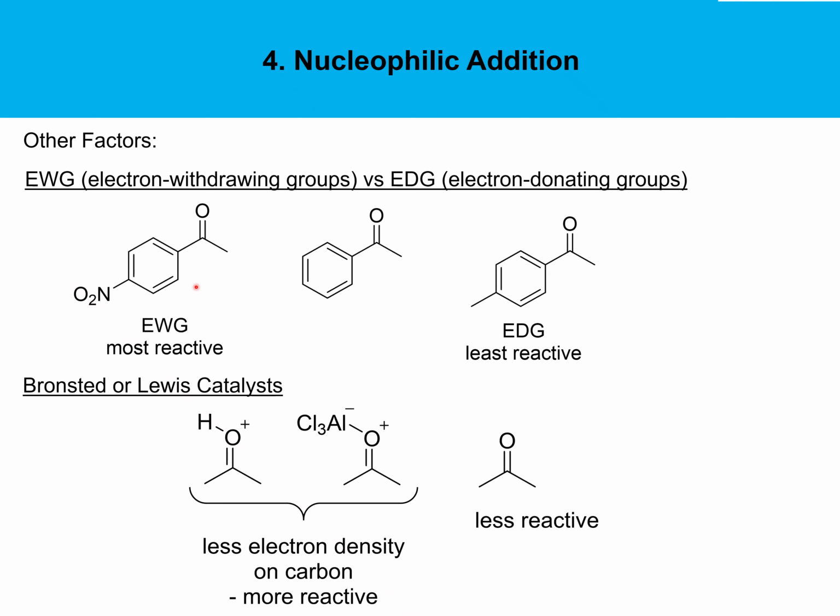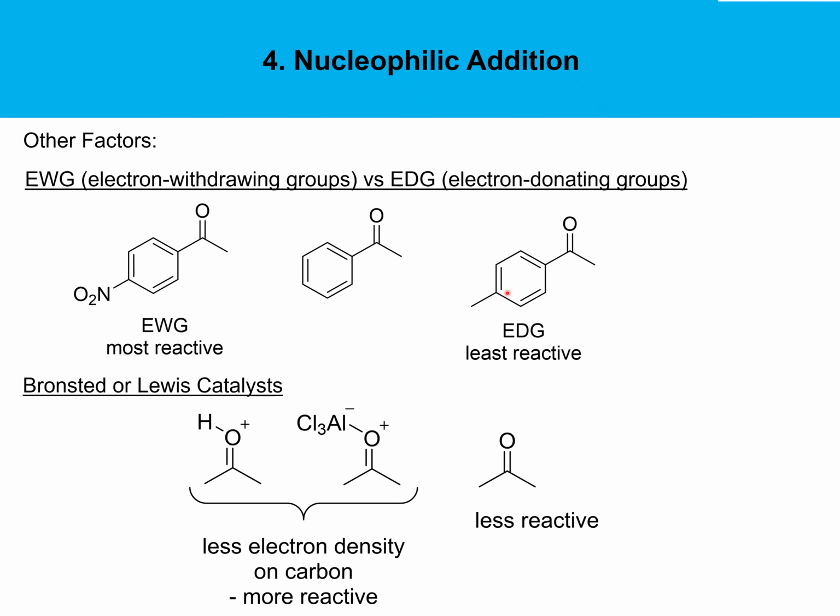Here's an example of three different ketones. The first one has a nitro group in the benzene ring. The nitro group is an electron withdrawing group. We can clearly see that by the fact that you have a nitrogen and two oxygens, which are all electronegative atoms. And so that nitro group withdraws electron density from the carbonyl carbon of this ketone, and it makes it more electrophilic. The way you can think about it is it has more of a partial positive charge on that carbon, compared to acetophenone, which is shown here in the middle, with no electron withdrawing group.